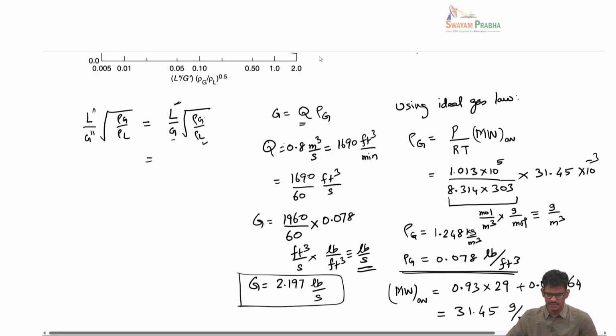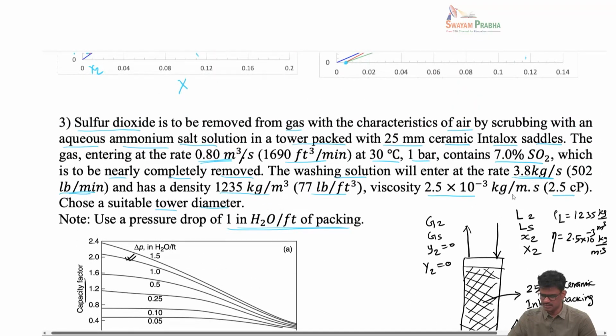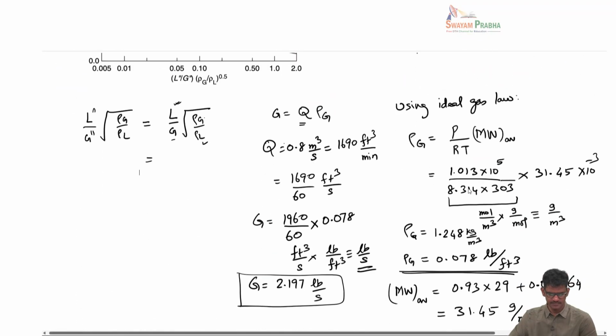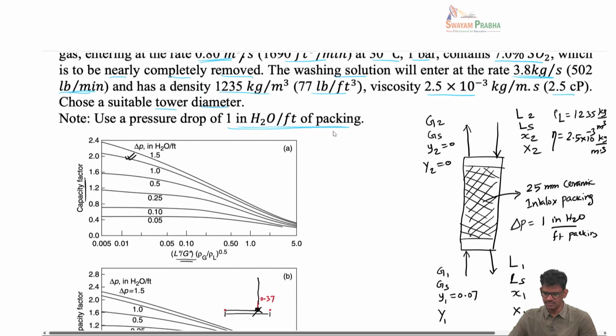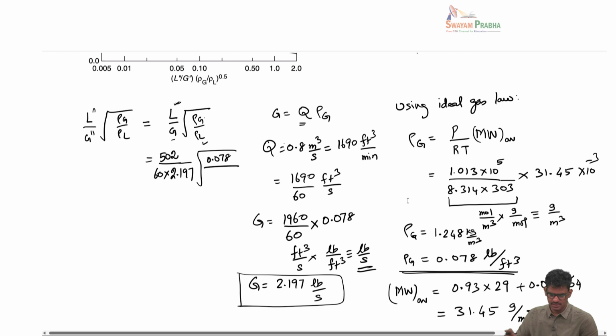So L is 502 pound per minute. I am converting that into per second because G is given per second. And rho G is 0.078. Rho L is mentioned in the problem as 77 pound per feet cube. If you substitute all this, you should get about 0.12.